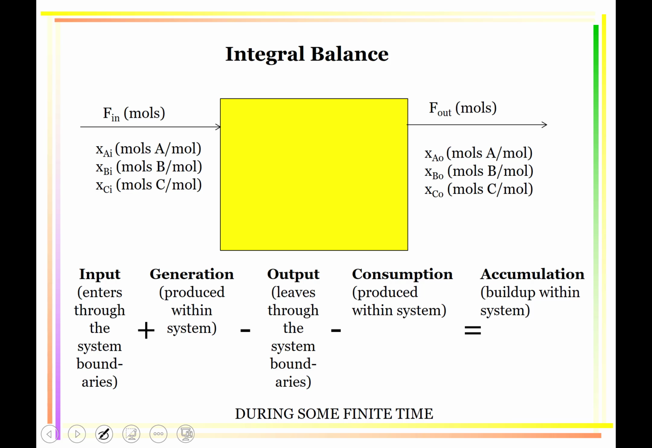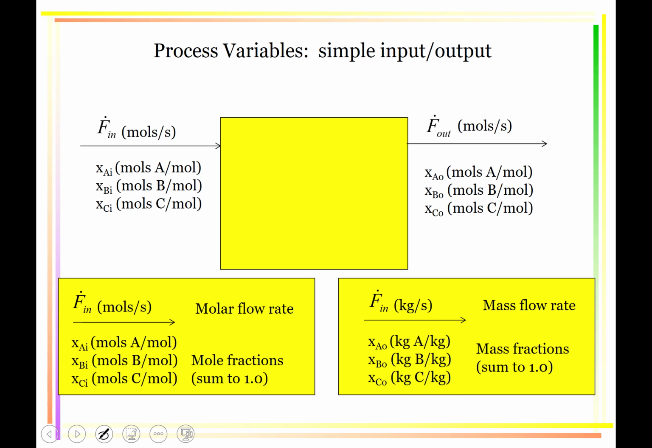Okay, so the other type of balance is the integral balance. Here, instead of talking about a rate, we talk about a total number of moles. Again, we have the same possible terms in the balance equation. And so everything's the same as it was on the previous page. It's just that we measure the process during some finite time. So there's no time term in the flow of material into and out of the system.